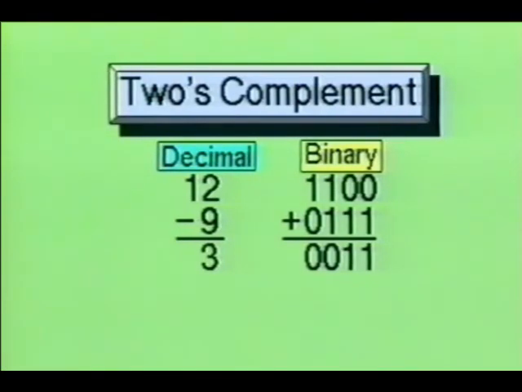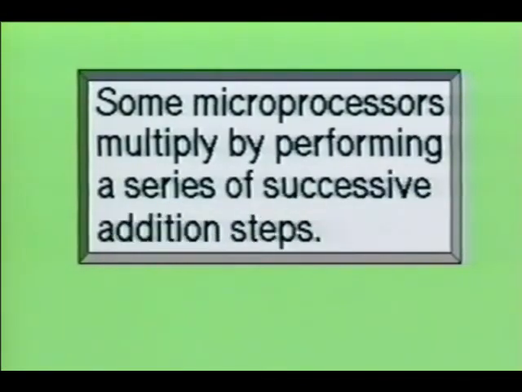3 in decimal. Next, we will examine the multiplication process used in microprocessor-based systems. Microprocessors are designed to perform addition problems at an extremely fast rate. The microprocessor can also be programmed to multiply by performing a series of successive addition steps. We will now examine one such circuit.